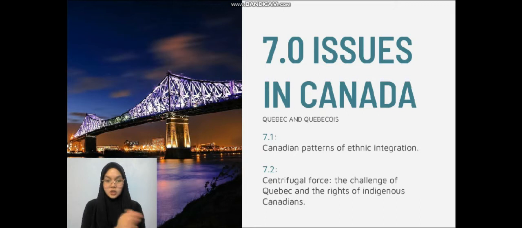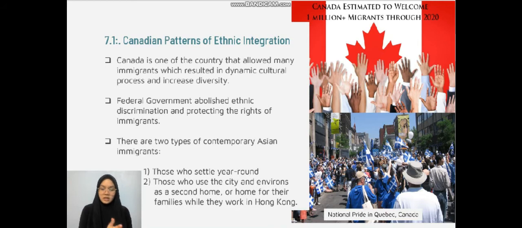Moving on to the issues in Canada, there are two issues in Canada. Firstly, Canadian patterns of ethnic integration. In this issue, government policy securing multiculturalism and well-known high living standards combine to make Canada an extremely attractive destination for people immigrating from their homelands.